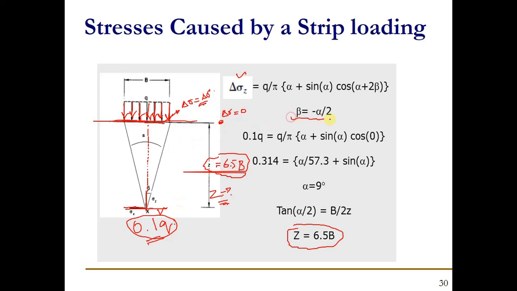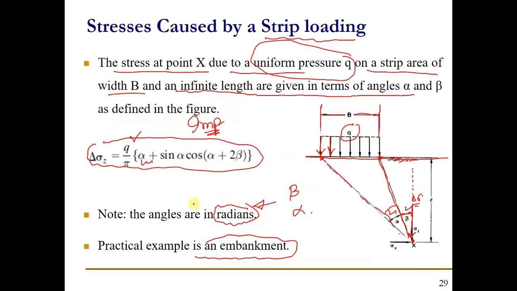So if we take beta is equal to minus alpha divided by 2, and that is due to the direction of the angle here, as you can see here. Previously that beta was positive in this direction, but if you take beta here in this direction, this beta will be negative.